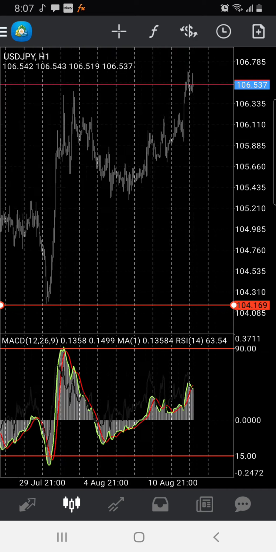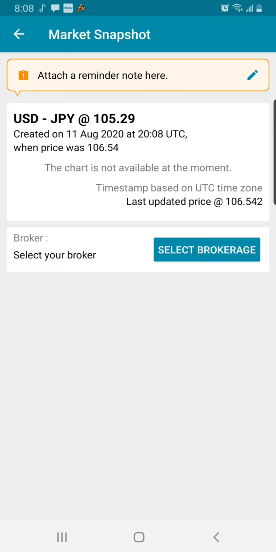Okay, got it. And look, now we're waiting. Now what it's gonna do is actually alert me whenever price hits this area. It shows the date when I created it. The chart is not available at the moment. Attach a reminder. You get to set it up to where however you want.